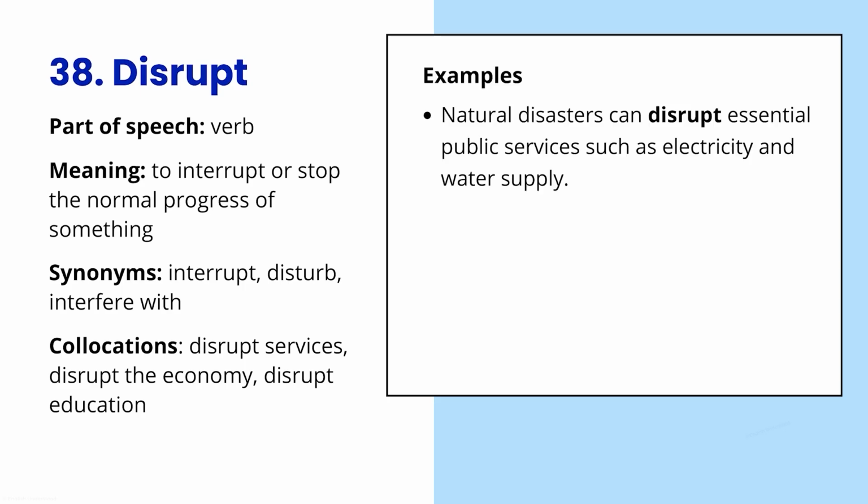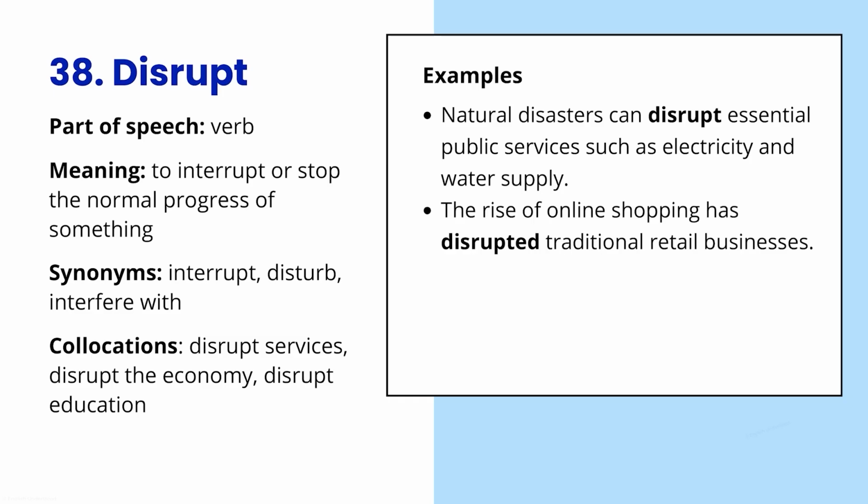Disrupt education. Natural disasters can disrupt essential public services such as electricity and water supply. The rise of online shopping has disrupted traditional retail businesses. So because now we have online shopping, well, this has changed or interrupted the normal progress of traditional shops because most people are choosing to shop online now instead of actually going to a shop. So disrupt is really useful when you want to describe how something stops or changes the normal way that things work.